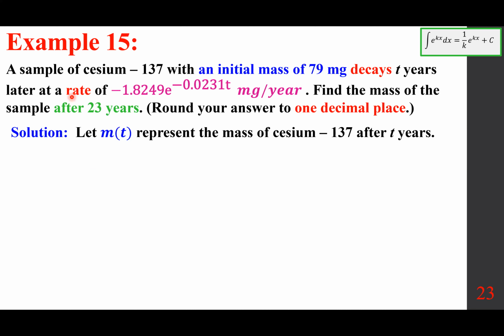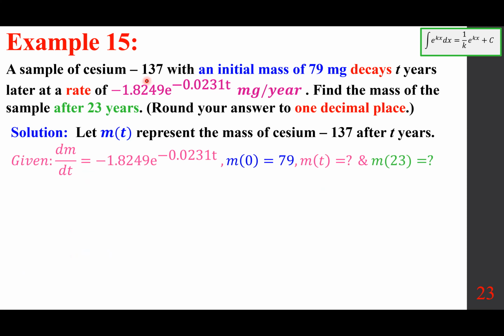This is the derivative function. The concept of a rate means the derivative function. So here's dm dt. And the initial value, m of 0 is 79. So we're going to find m of t through the process of integration. And then we want 23 years later, we plug in 23. That is the translation of the question.